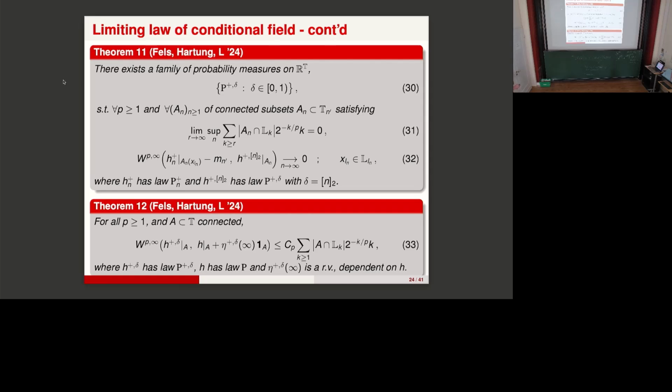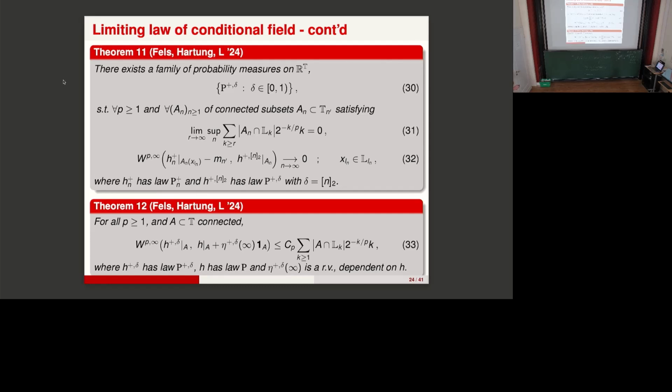Again, I'll show a corollary which would make this somehow simpler. So that tells you that there is a limiting law, and it's called P plus delta. The second tells you how this limiting law looks like, and again, let me first decipher this for you.